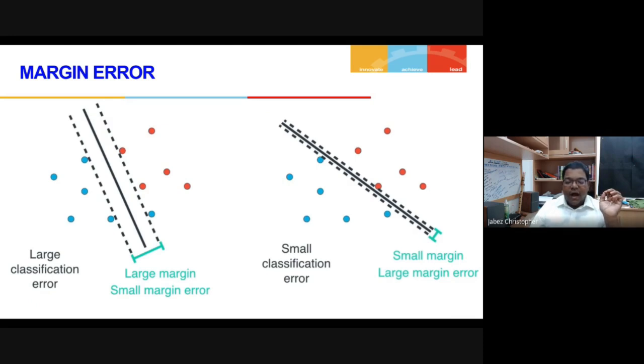So this is called the large margin, and this is called the small margin. With a large margin, the margin error is small, but it has a larger classification error. On the right side, all the points are correctly classified, but it has a very small margin. That means in the future, it may lead to a large error, which I call a large margin error. How do I generalize this?